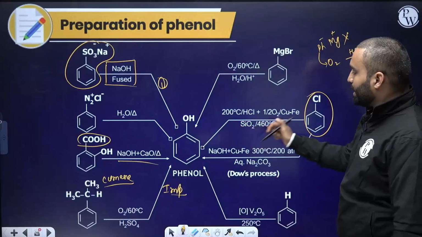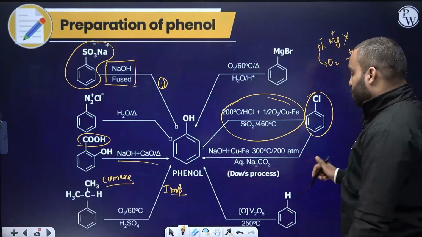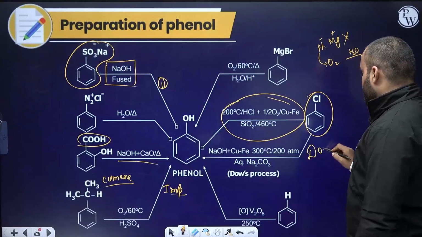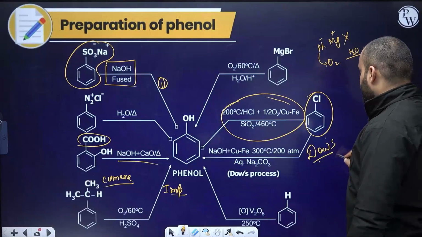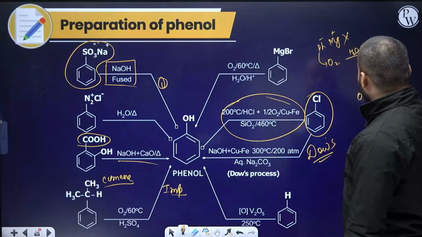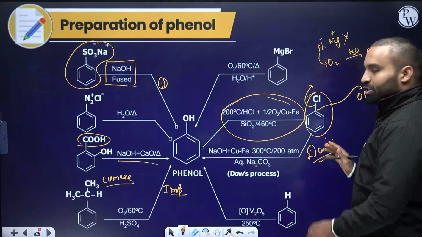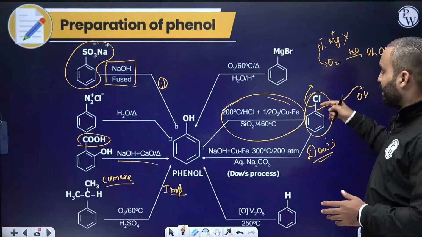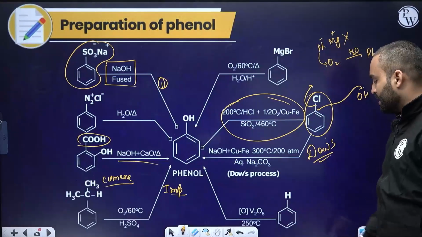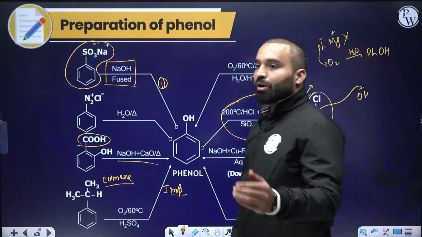This reaction is a heterogeneous reaction. Chlorobenzene, you can treat it under these heterogeneous conditions. You can produce phenol. This is Dow's process. We study this Dow's process in the haloalkane, haloarene chapter also. You can start with the chloro compound and then treat it with NaOH, OH minus, and it can be replaced. But this reaction is very tough because of the double bond character between chlorine and the benzene ring. This is an important reaction.